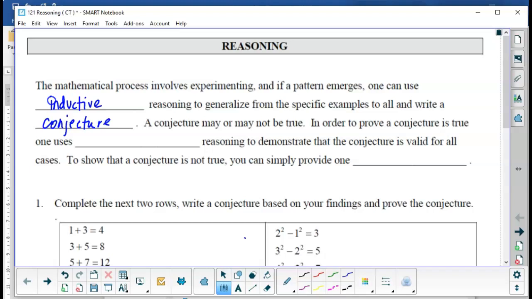Okay. A conjecture may or may not be true. In order to prove a conjecture is true, then you use deductive reasoning. So deductive basically means that you have to prove it for all cases. If it is not true, if you can find just one example where it doesn't work, then you simply provide one counterexample.